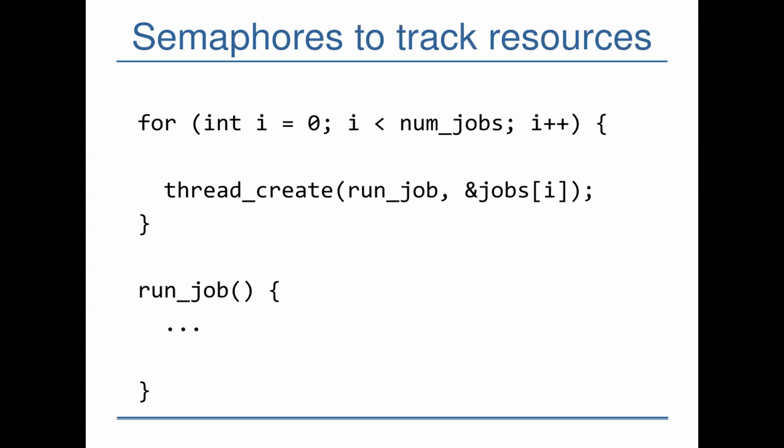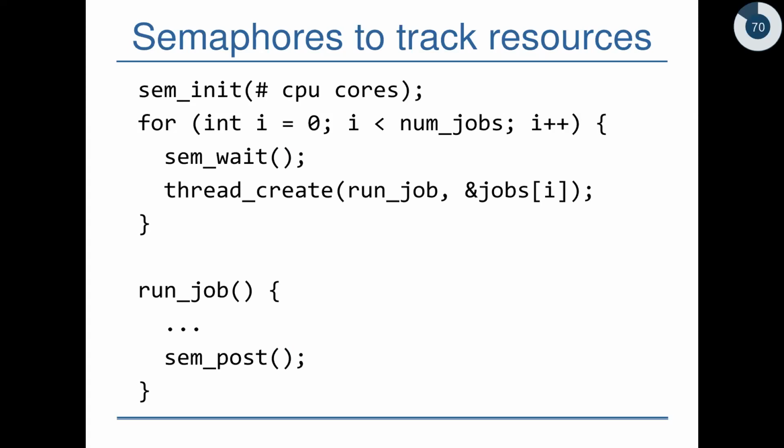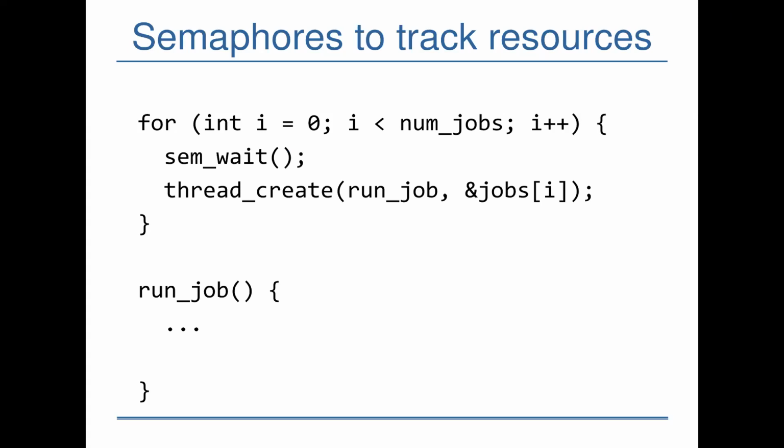So how can we use semaphores to track resources? Let's say we want to limit how many threads we create based on the number of cores that we have. So we will initialize the semaphore value to the number of cores, and before we create a thread, we will call semwait. If I have 16 cores on my machine, I initialize the semaphore value to 16, and that means the first semwait calls will not block. So I will be able to do thread create right away. Now on the 17th call, I will have to block and wait until someone calls sempost.